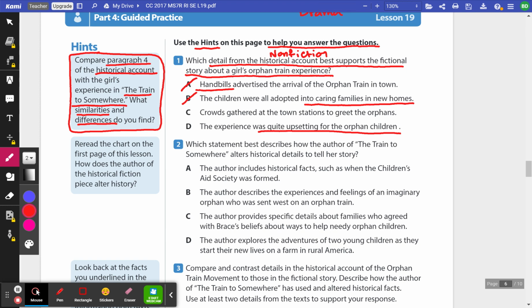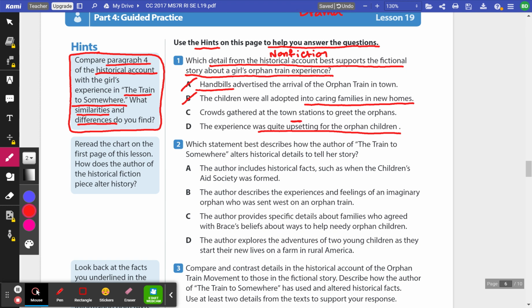And if I'm thinking about the passage, The Train to Somewhere, the fictional story about the girl, I know at the beginning she was very worried, right? She was very concerned. She didn't know what her future would look like. She was worried her brother would be separated from her. It was all very uncertain and unclear. And I know the tone of that was also pretty negative, right? So it could be upsetting. So I know that kind of goes along with our tone, which is negative.